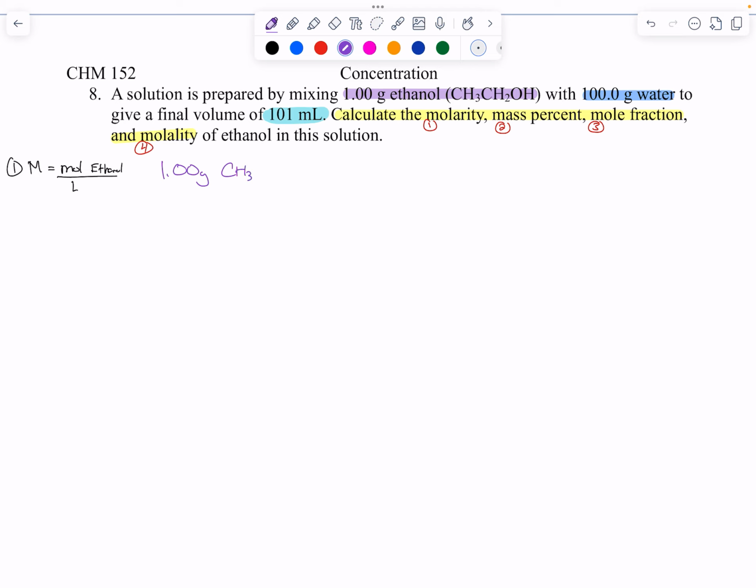CH3CH2OH. Well, we know that 1 mole of CH3CH2OH has a molar mass of 12.01, and I have 2 carbons, 6 hydrogens, and 1 oxygen. So that molar mass is 46.08.